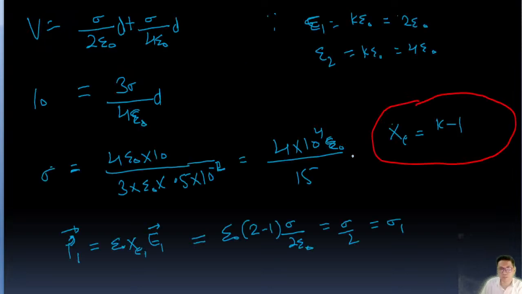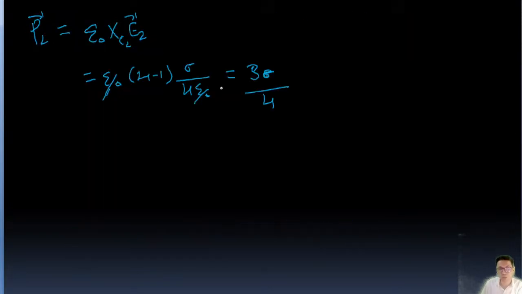Will get cancelled. Similarly here, sigma by 2, and this value is sigma 2, because sigma 2 equals P dot n cap. So if we take the direction, this value is going to be 3 sigma upon 4. If we take any direction, this we know. So now we have got the sigma 1 value and the sigma 2 value.